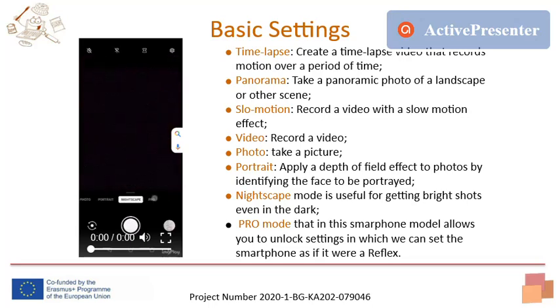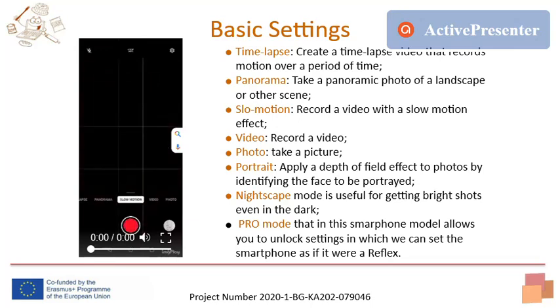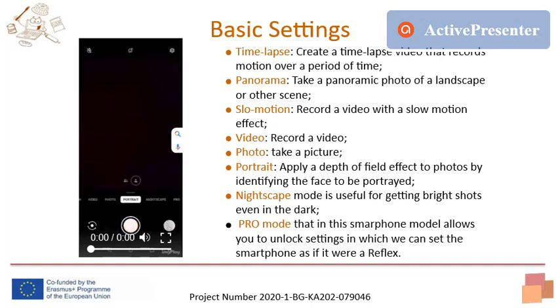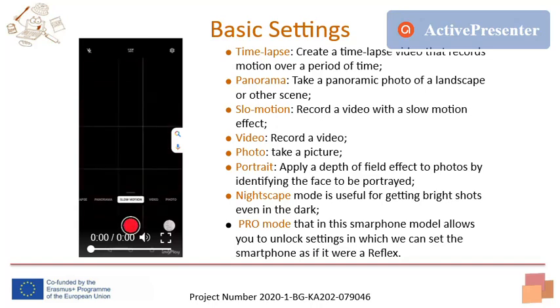Nightscape mode is useful for getting bright shots even in the dark. Finally, in this example there is a Pro mode that allows you to unlock settings in which we can set the smartphone as if it were a reflex, with the possibility of processing photographs with the RAW format, the most complete format that collects all the data of the captured image, and allows a high-level post-production.